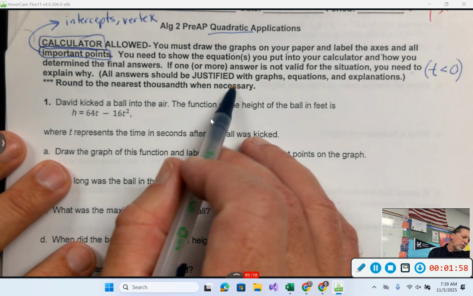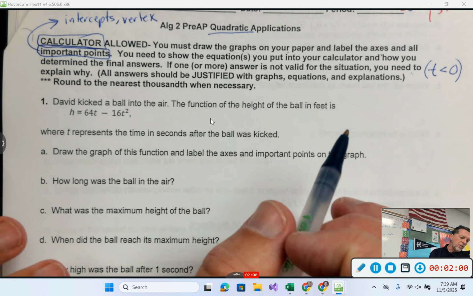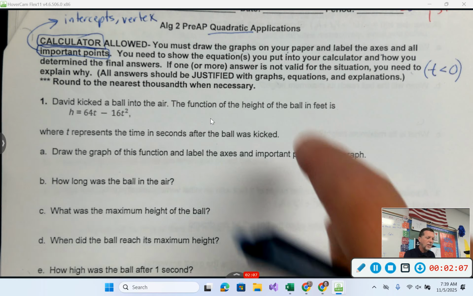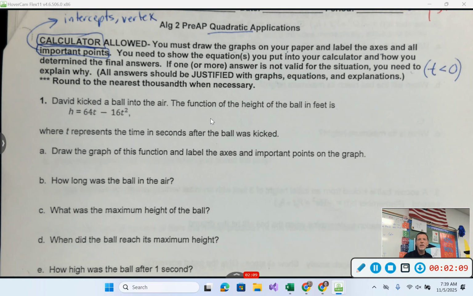All answers should be justified with graphs, equations, explanations. Again, we're trying to make sure you understand, even though you have a calculator, you can't just write down 12, 7, negative 3, 43, 57, done. I've got to know where those numbers come from and what they are.